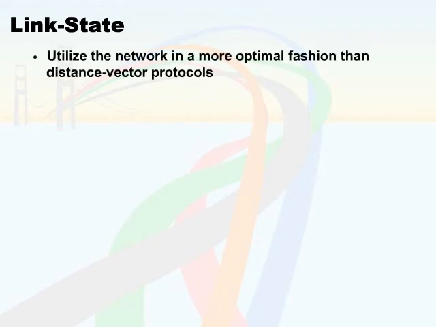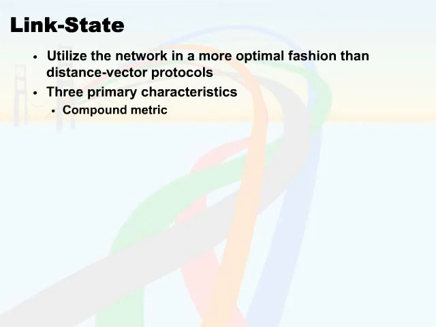Now, the other type of routing protocol that we have is the link state. Link state routing protocols utilize the network in a much more optimal fashion compared to distance vector routing protocols. And they have three primary characteristics that you need to get used to. First, they normally have a much better metric known as a compound metric, which is a calculation of the cost or bandwidth or delay or whatever the case may be.